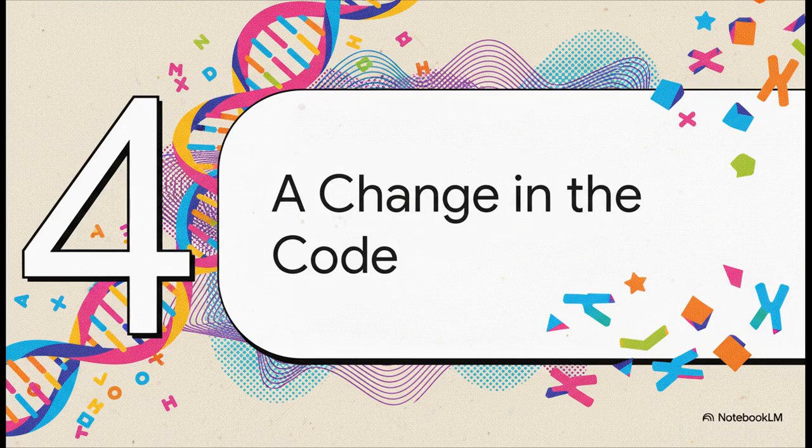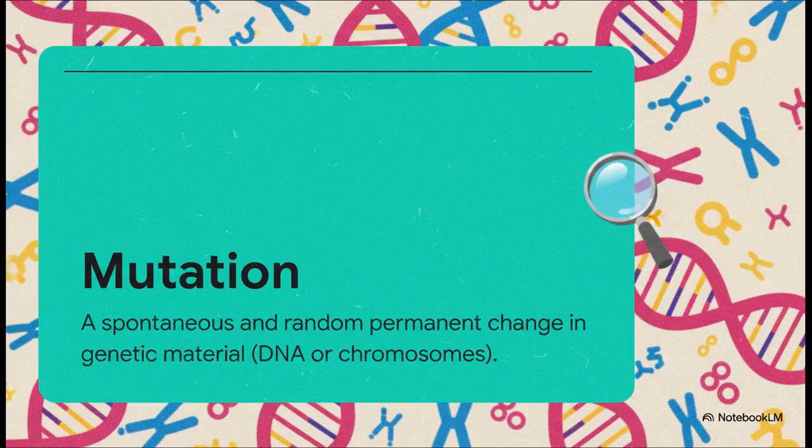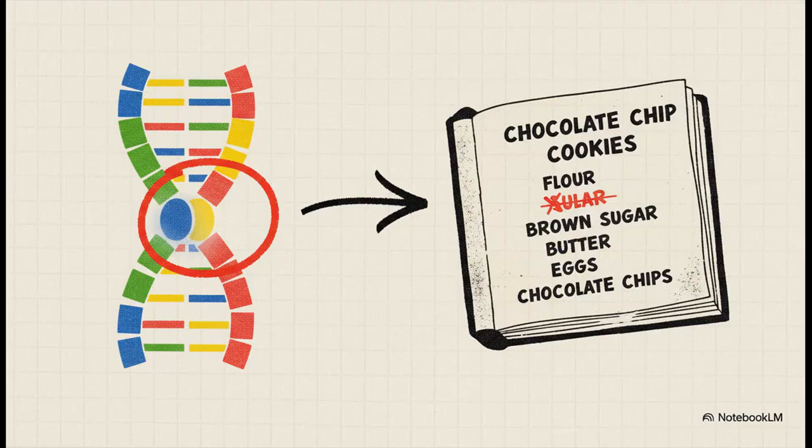We're talking about a sudden change in the genetic code itself. And that, my friends, is what scientists call a mutation. It's a permanent, totally spontaneous, and random change in the DNA or chromosomes. And this is super important because this is how brand new traits get introduced into a population for the very first time.